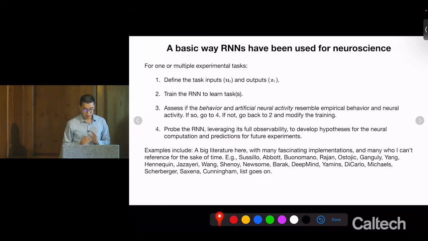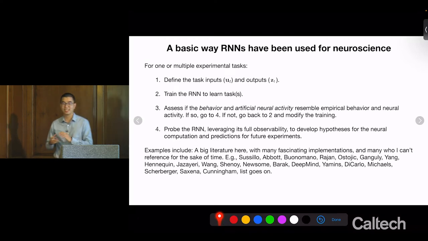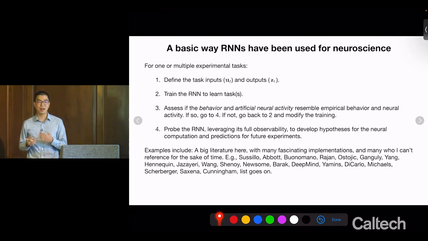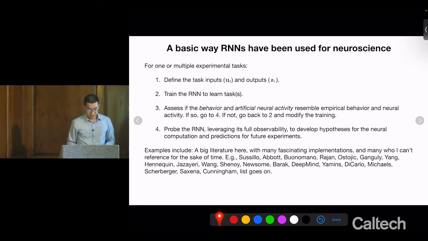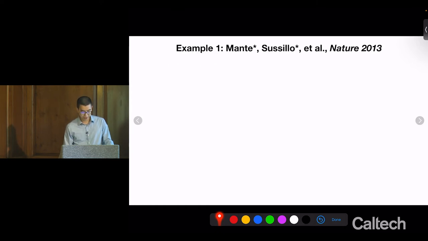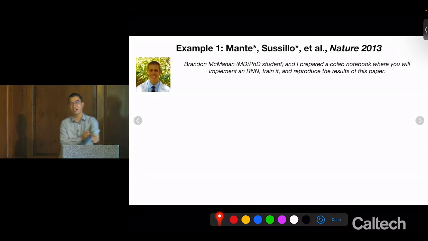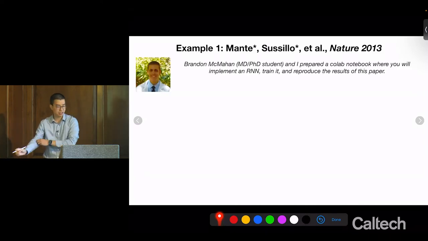All right. So to show how this might go about, I've decided to present two examples and go through those studies. But there's a huge literature here applied to many different areas, and I'll have a summary slide at the end of some of these other areas. Today we're going to focus on one of the seminal studies here by Mante and Sussillo, and then after that I'll show another example from my own group's work. So this is a Nature 2013 paper by Valerio Mante and David Sussillo and colleagues.